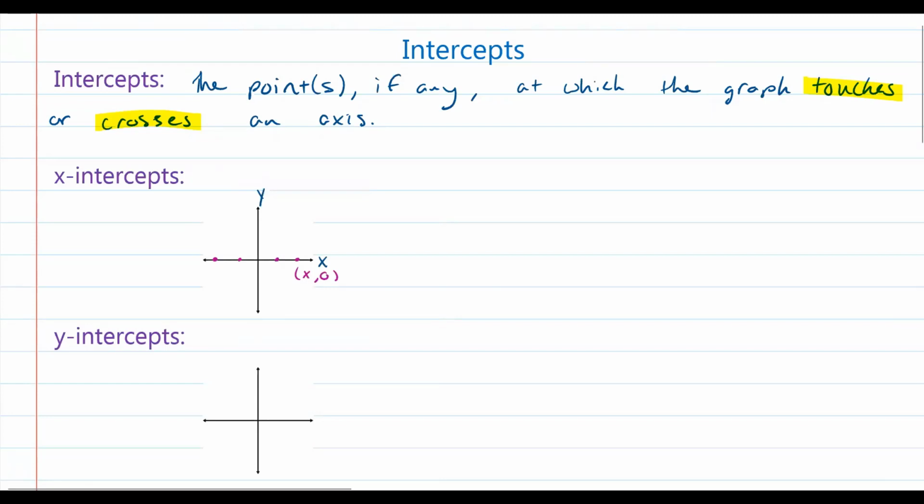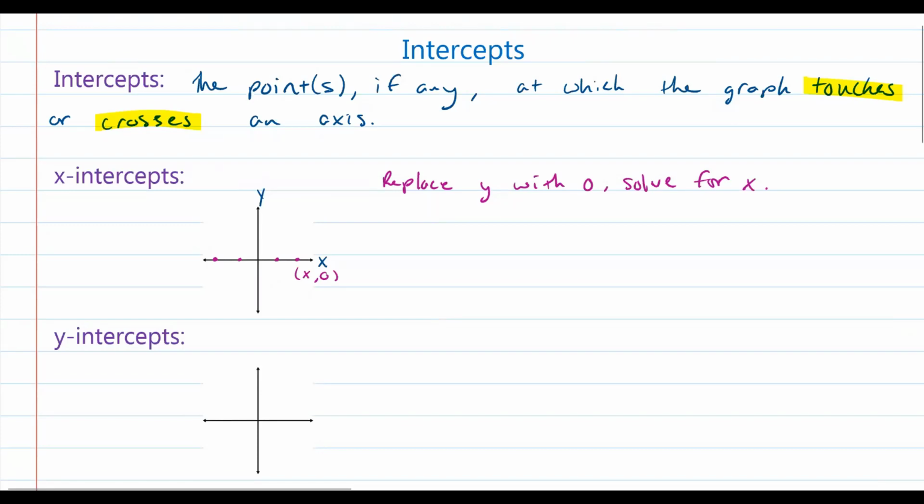As a result, that's how we algebraically find the x-intercept. We replace y with 0 and then solve for x, and this will give us our x-intercepts.